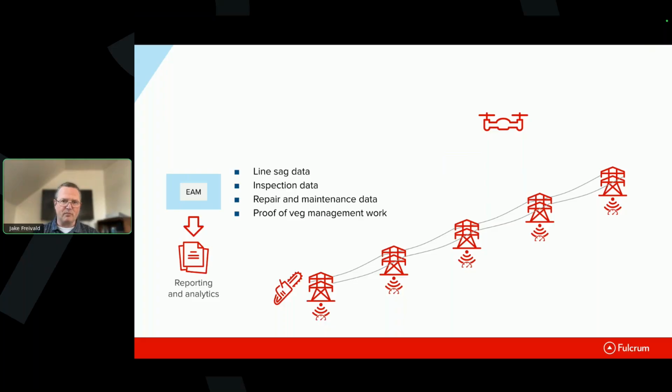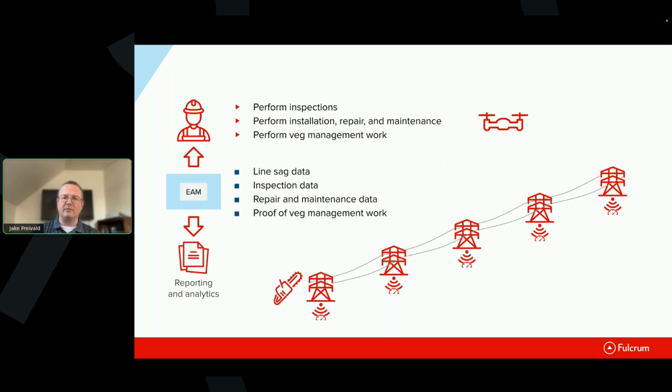So there are a number of different kinds of reporting and analysis that might come out of the EAM as well. All right, setting that stage, how do they actually make sure that this stuff happens? And now we start to think about field people. They've got to give tasking to the field. I'm no longer talking about data. I'm no longer talking about nouns that we use to describe what we do. I'm talking about actions. I need to perform an inspection. I need to perform an installation or repair or do some maintenance. I need to perform that vegetation management work.